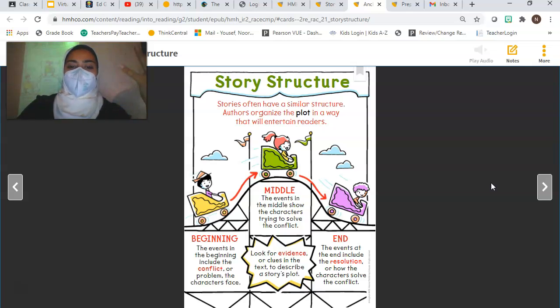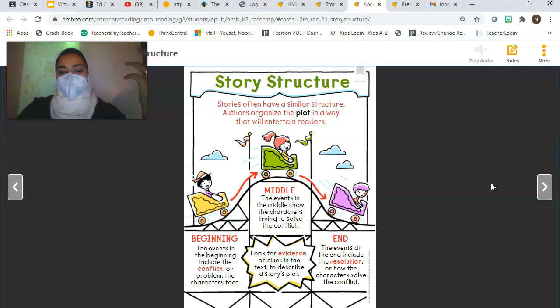And then the events in the middle show that the character is trying to solve the problem. So what does he do to try to solve the problem? He plants the beans. No, how does he get the beans? JC? He sells the cow. Very good. And does he sell him for money? No. He sells him for beans.